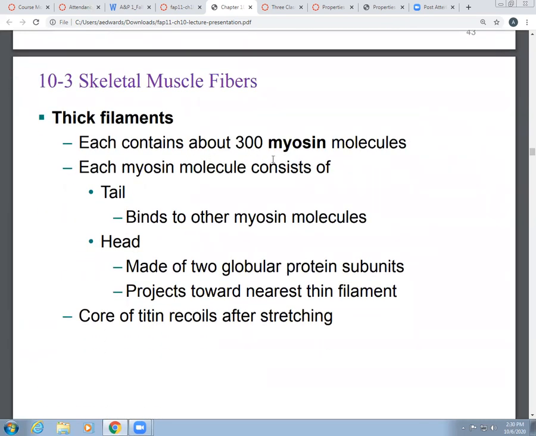All right, so the thick filaments can have around 300 myosin molecules per thick filament. The myosin molecule has a tail, and that tail binds other myosin molecules together and has a head. It projects toward the nearest thin filament. And I don't know if you remember this, but when we started talking about titin, we said that it was very elastic. So it recoils after stretching, which is good because muscles do a lot of stretching.